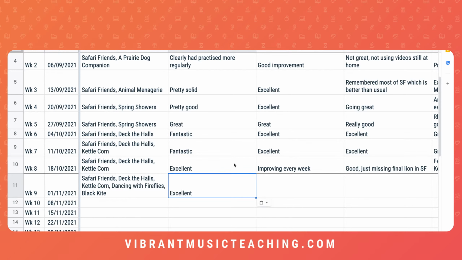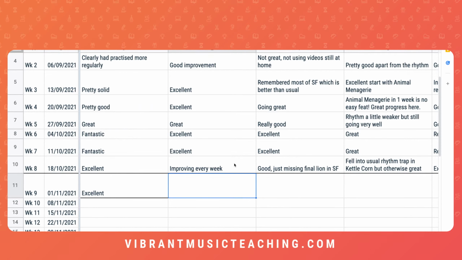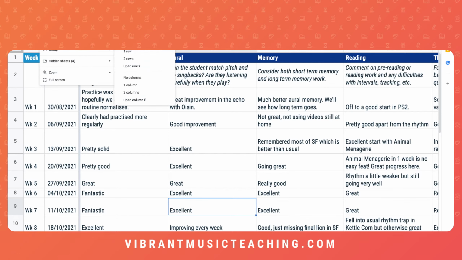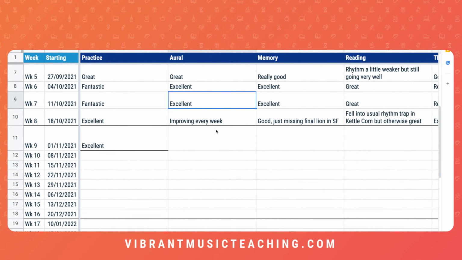Practice again was excellent, which is impressive because it was Halloween break. So that's really good. And this student really didn't practice last year, so this is great news for me. It's moving much better. It seems much more focused in general. Sorry, let's just freeze that top. I know the title's off now, so I don't have it frozen, but there you go.